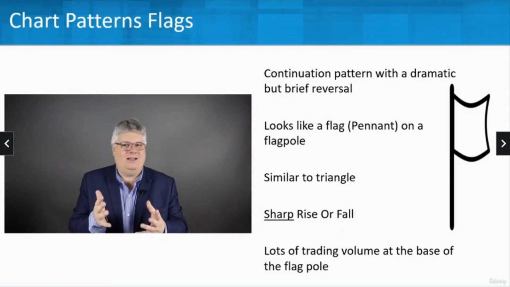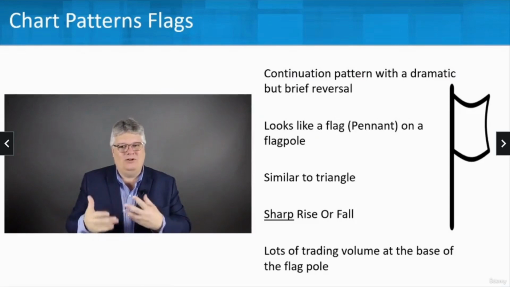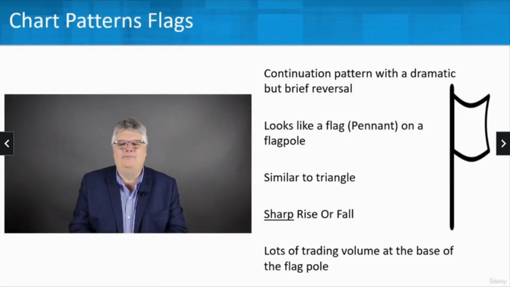And the whole idea, like a lot of chart patterns, is that they look like something, and that's how they get their name. So it looks like a flag, or like a pennant on a flagpole, right? It's similar to a triangle as far as it's got a shape, but it really looks like a flag, a pennant, or a flag with a flagpole. And then you're seeing a sharp rise or fall. Depending which way the trend's going, it's going to go the opposite way for a short period of time with a sharp rise or fall, going the opposite way of the trend, and then pick up the trend after that.